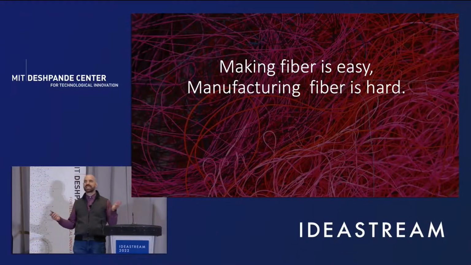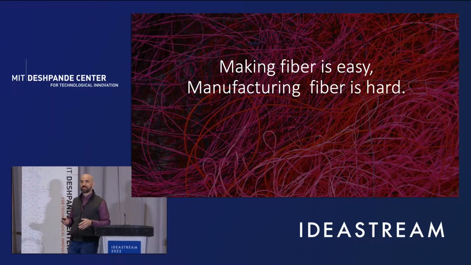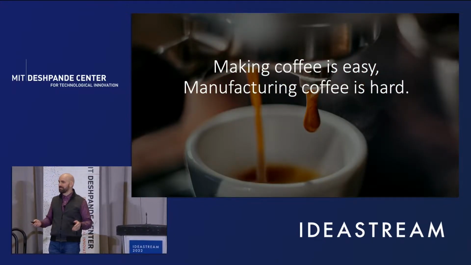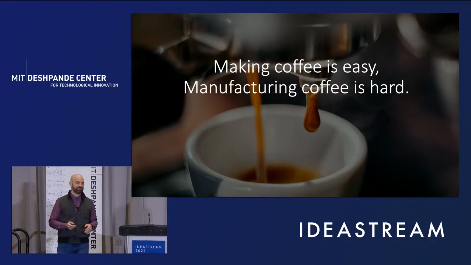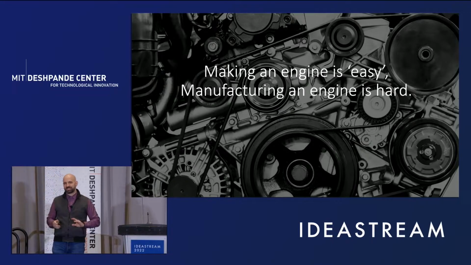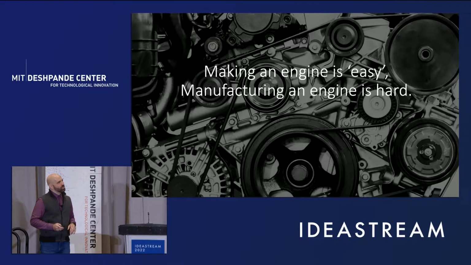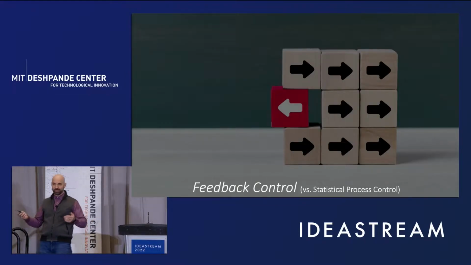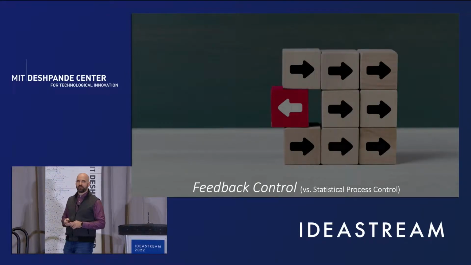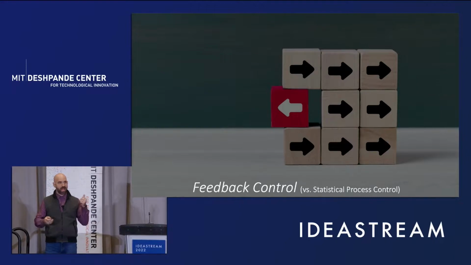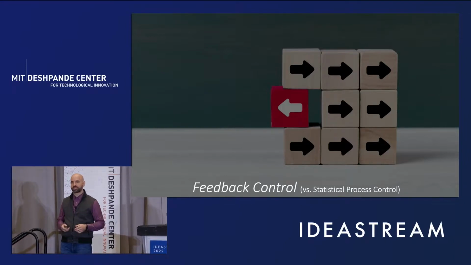So, to jokingly start: making fiber is really easy. Manufacturing fiber is hard. Making coffee, I made some this morning, easy. Manufacturing coffee at scale is hard. Making an engine takes a little bit more, and it takes a lot more to manufacture an engine. So we are moving towards an era in process control where we can benefit from machine learning, deep reinforcement learning techniques to make manufacturing that's hard, in terms of getting high rate, good quality, controlled processes.